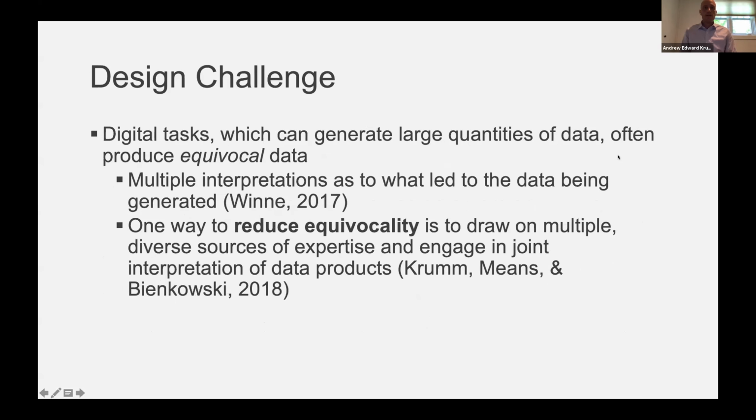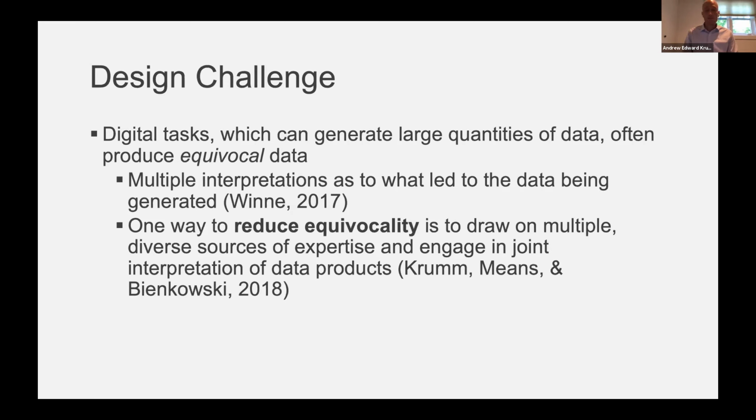And all of this is within a particular design challenge that I think was hinted at in the previous comments and presentations, where digital tasks, which can generate large quantities of data, often produce what can be best described as equivocal data, meaning that there are multiple interpretations as to what led to that data being generated in the first place. It could be our lay theories around self-regulation. It could be some factor from the environment. It could be a totally unrelated set of constructs that actually helps explain why a student did X, Y, or Z.